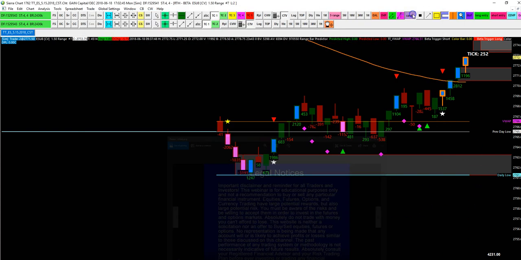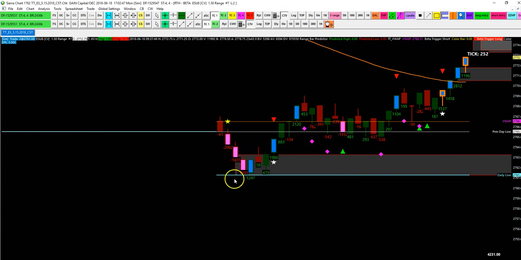Okay, number one, to start the day, you can see that we were gapping down significantly, down 15, 20 points. We actually spotted the long right out of the gate. The problem was it came in the first 10 minutes of the day.